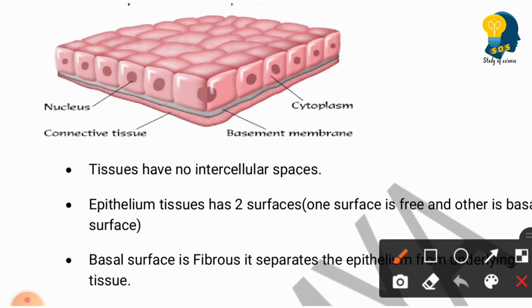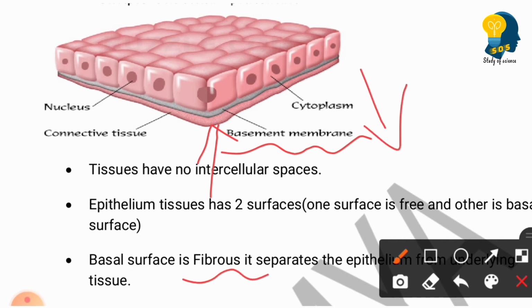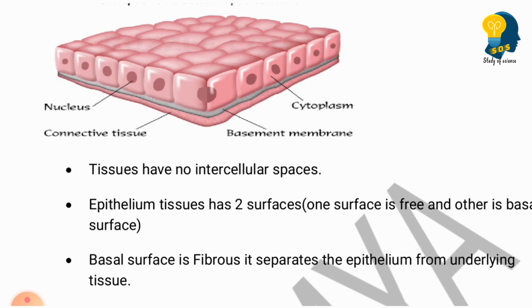Clear? The basal surface is very fibrous because it separates the epithelium from the underlying tissue. You can observe here the basement surface. This basement surface is fibrous because it separates the epithelium tissues from the tissues below. That is the reason it is fibrous in nature.